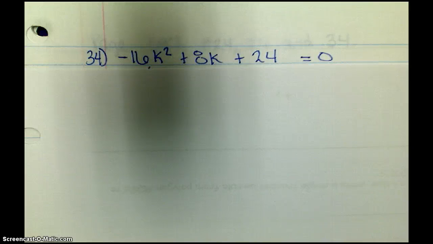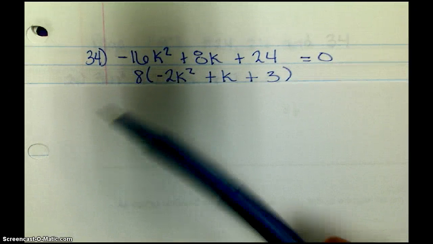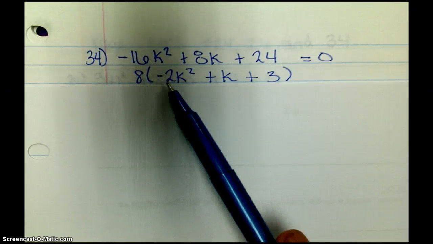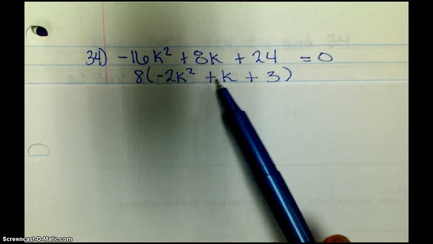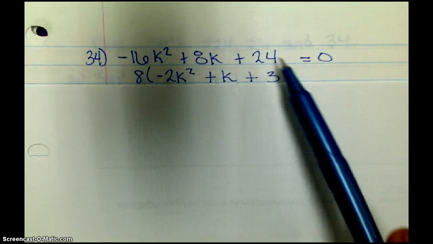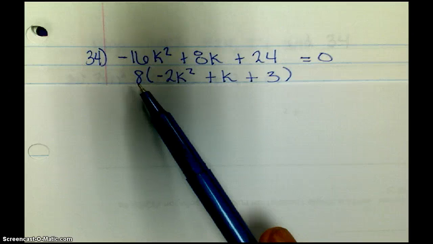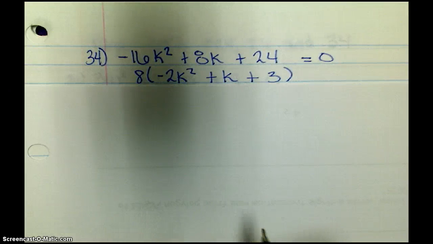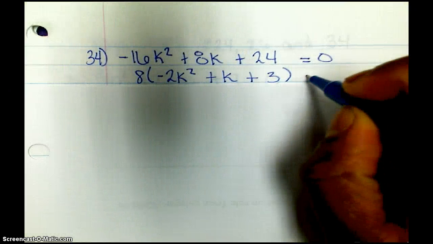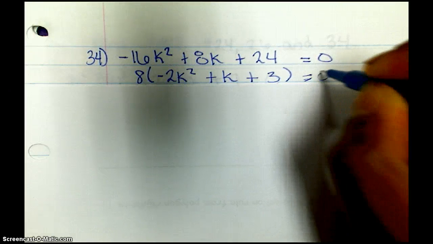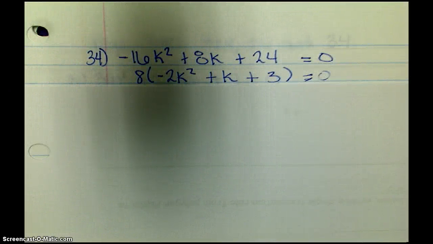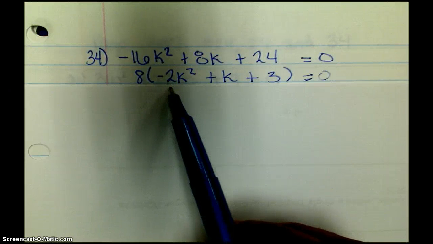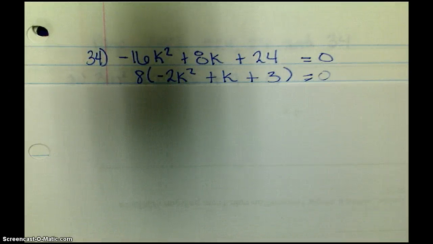For number 34, I do have a greatest common factor. Our greatest common factor is going to be 8. So I'm going to factor out an 8. When I do that, negative 16 divided by 8 is negative 2. 8 divided by 8 is a positive 1. And then 24 divided by 8 is positive 3. So I factor that out: 8 times negative 2k squared plus k plus 3 equals 0.